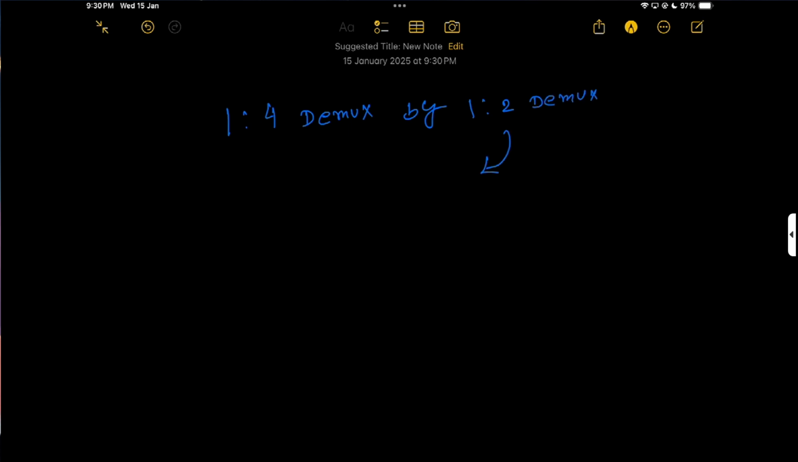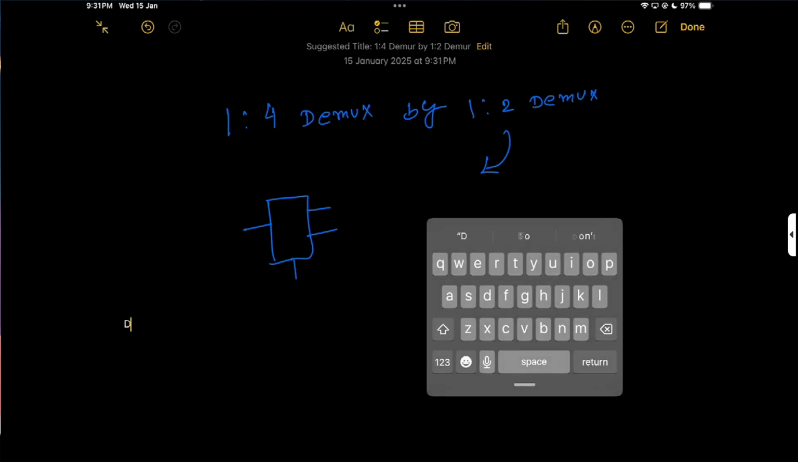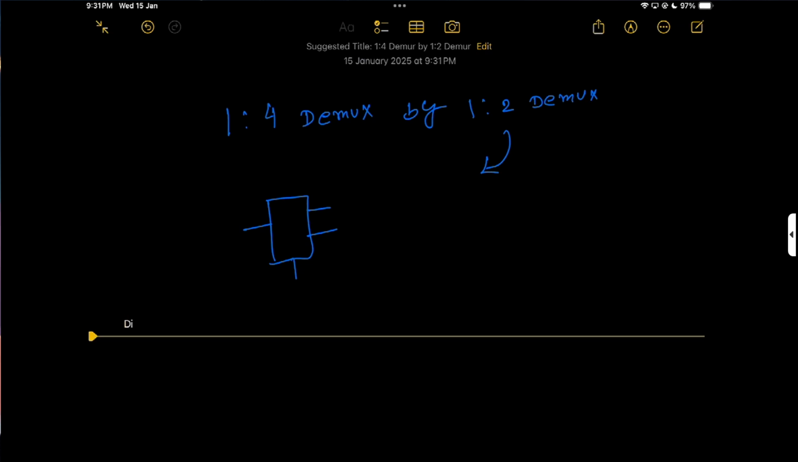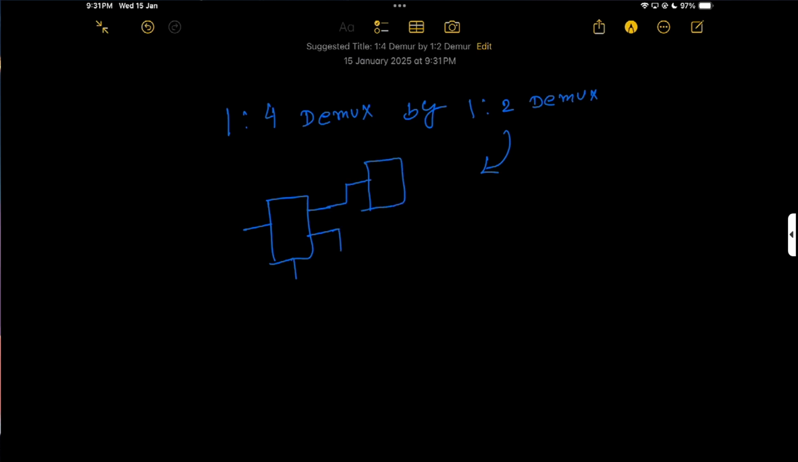So how can I make it? Basically this is my 1-to-2 demux. There is one select line in a 1-to-2 demux, here this select line. Just a second. Here is another demux. The input goes to this demux, and here it has two outputs. Suppose the outputs are named Y0, Y1, Y2, Y3, and this is my select line.